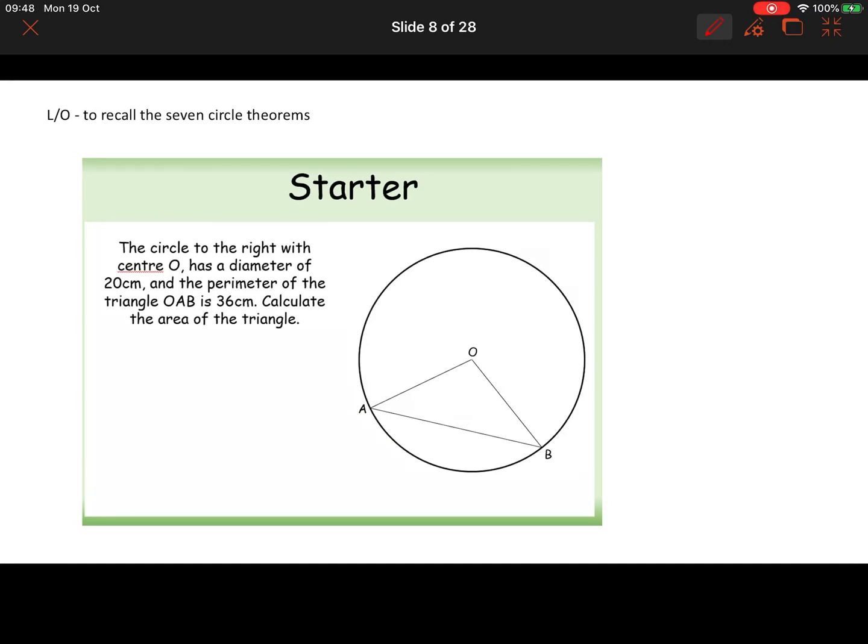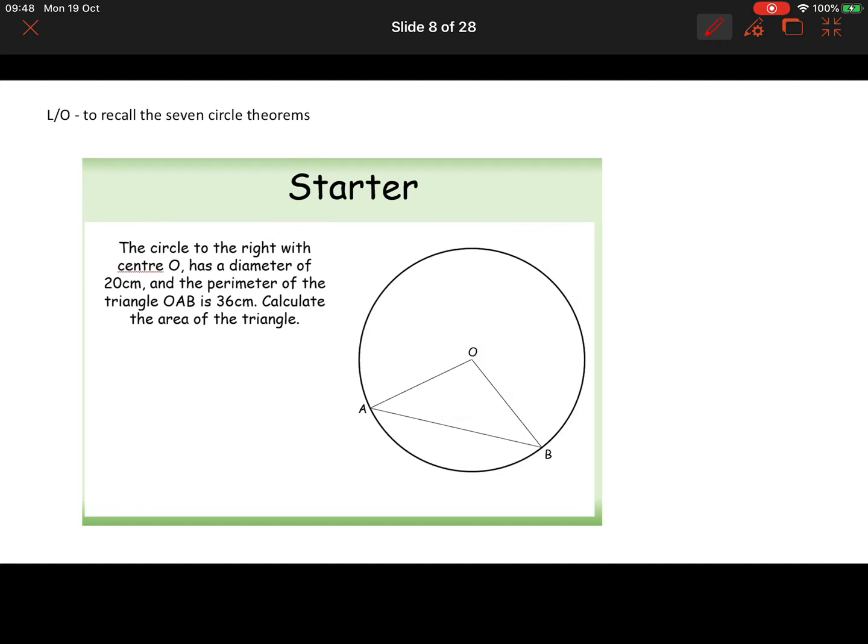The circle to the right with centre O has a diameter of 20 centimetres. The perimeter of the triangle OAB is 36 centimetres. Calculate the area of the triangle OAB. Stop the video and have a go yourself. Okay, hopefully you've done that.